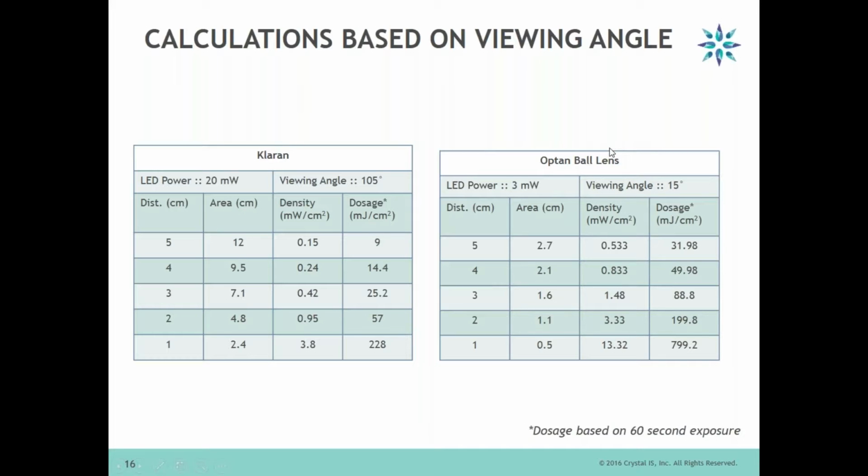In the case of Opten ball lens LEDs, we have done the same thing. The LED power output is 3 milliwatt. The viewing angle is 15 degrees. And we have calculated the dosage required. Again, one of the things which is very critical here, that you need to remember, is not the dosage number, but how much area it is covering. So if you place a 20 milliwatt diode at a distance of 1 centimeter, it is covering an area of 2.4 square centimeters, as opposed to only 0.5 square centimeters for Opten ball lenses.